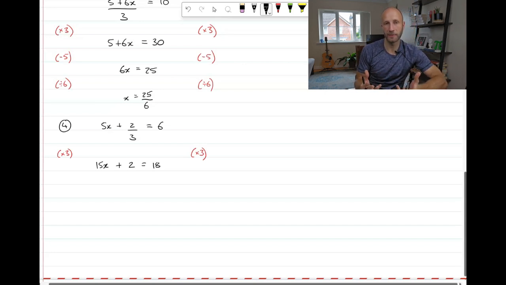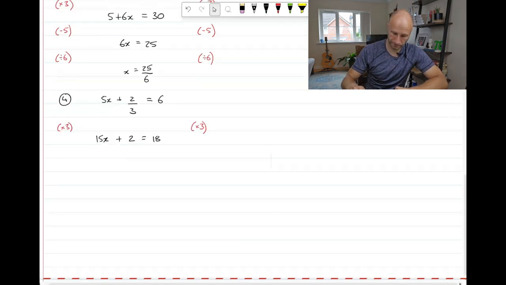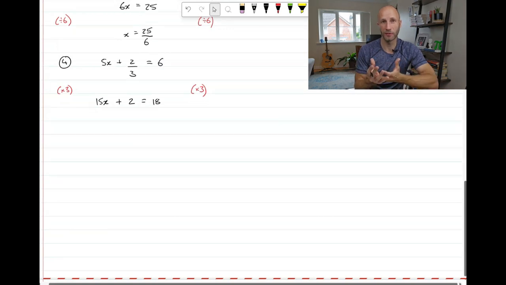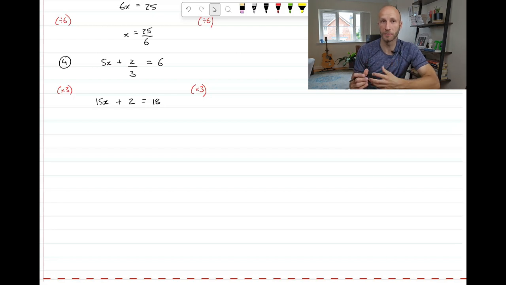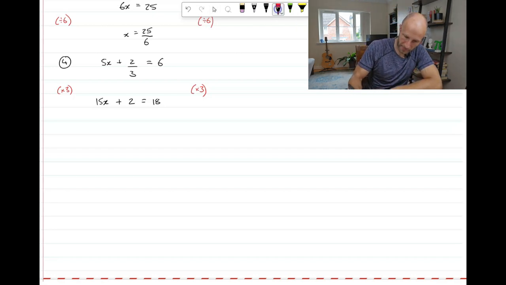Notice I times everything by 3, all different terms. So anything that's separated by pluses and minuses, they all get multiplied up. And then you can see I've now got nice whole numbers. I'm not dealing with 5 1/3 or some weird horrible fraction. Timesing up gets us nice, easy whole numbers to deal with, and that's why I'd strongly recommend doing that as soon as you can. And then from here, should be nice and easy.